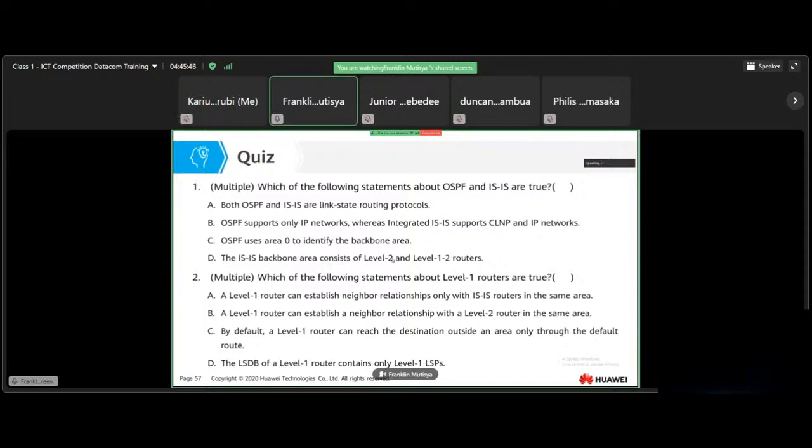The first question is a multiple choice question. It's asking, which of the following statements about OSPF and ISIS are true? A, both OSPF and ISIS are link state routing protocols. B, OSPF supports only IP networks, whereas ISIS supports connectionless and IP networks. C, OSPF uses area 0 to identify the backbone. And D, ISIS backbone areas consist of level 2 and level 1-2 routers. We asked which of the following statements are true.